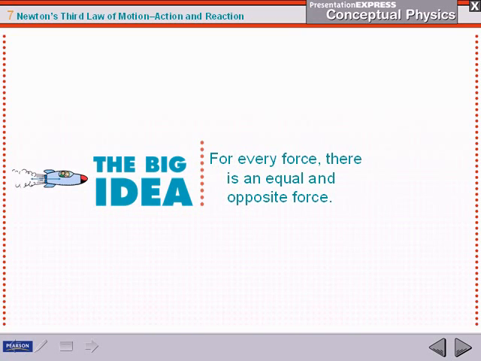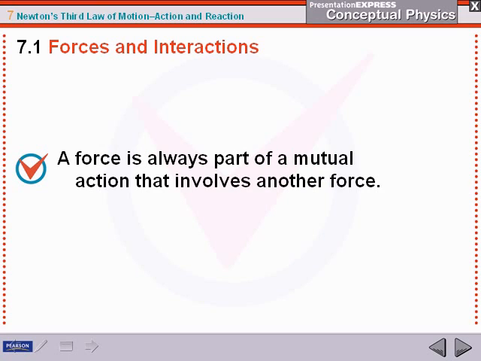Now here's the big idea. For every force, there is an equal and opposite force. A lot of times we think that if we apply a force to something, we're pushing on that object, but in reality, the object also is pushing back on us, and we're going to see that pretty clearly by the end of this chapter. Now here's the basic idea. Force is always part of a mutual action that involves another force. That means forces always come in pairs.